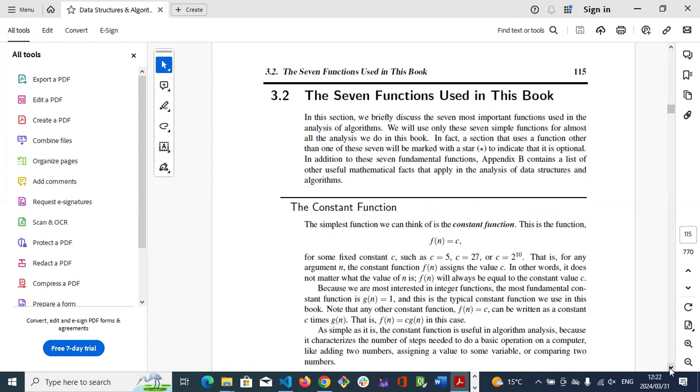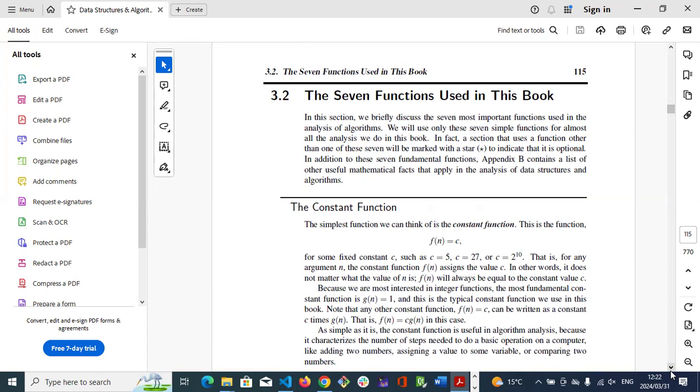We have seven functions, or mathematical ways, to discuss in this book, which are used in the analysis of algorithms. The first one is called the constant function. It's the simplest function we can think of. This is a function f of n equals c, where c is a constant number. C can be a fixed number, such as 5, 27, or 2 to the power of 10. That is, for any argument n, the constant function f of n assigns the value c.